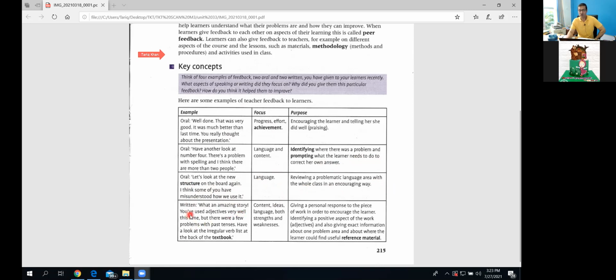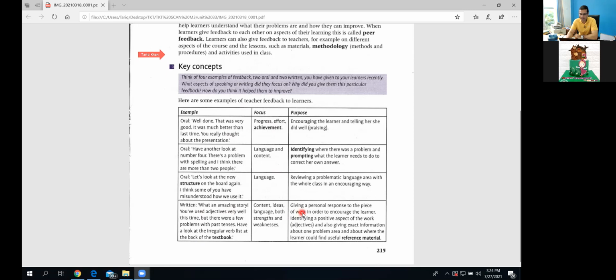Next, you also give feedback in written way, mostly writing it in the notebooks or in the report card, but this is mostly for the notebook. "What an amazing story. You have used the adjectives very well this time. But there were a few problems with the past tense. Have a look at the irregular verb list at the back of the textbook." So it covers content, ideas, language; both strengths and weaknesses of the student are shown in this feedback.